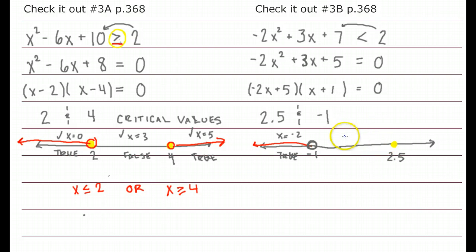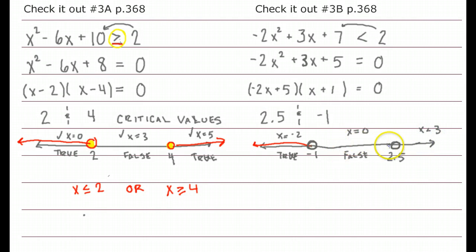Alright, let's check a value in between. So let's check a good value in between, which would be 0. So 0 is probably the easiest to check. You put 0 in, that makes all this stuff 0. So is 7 less than 2? Nope, that's false. So again, it's not in between here. It's going to be on the outsides. Let me clean this up here a little bit. Open circle at 2.5.